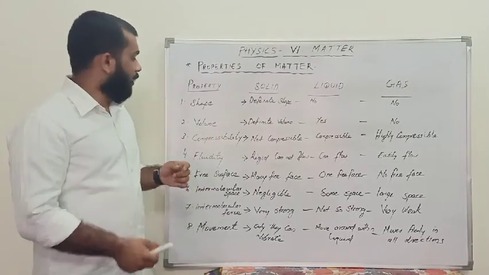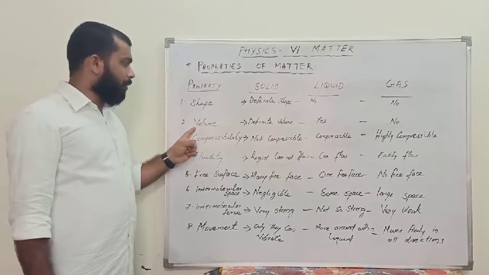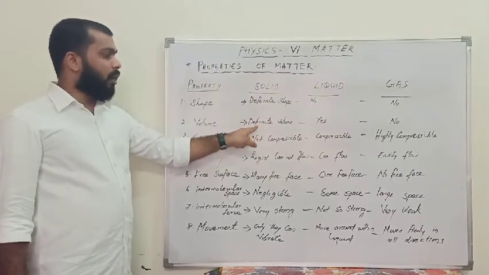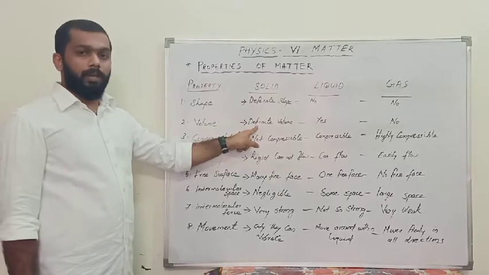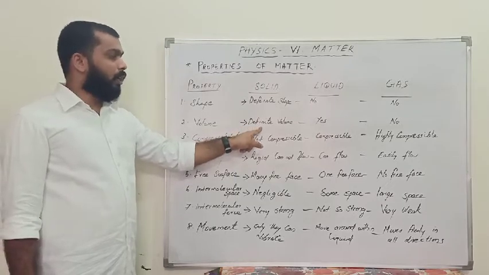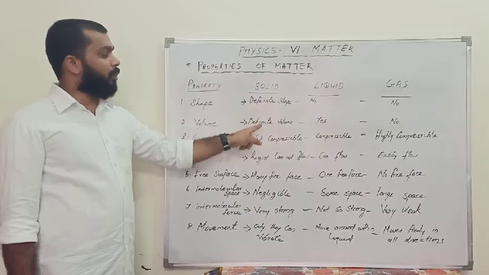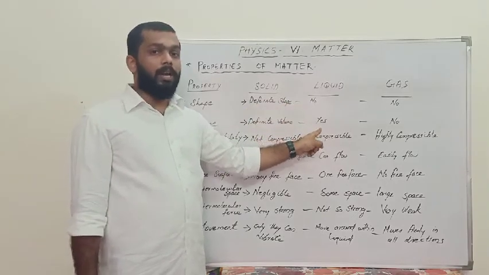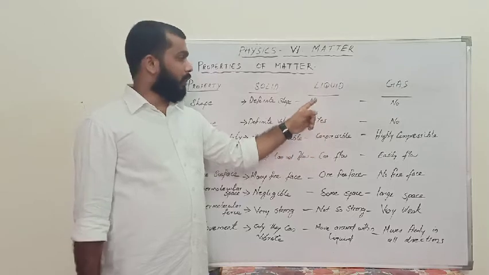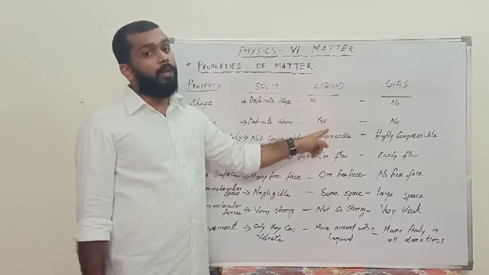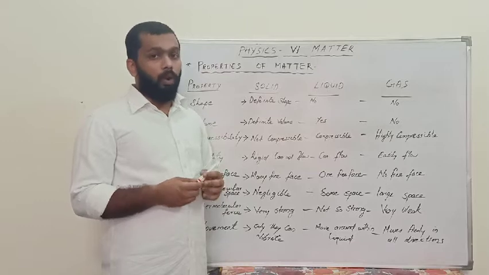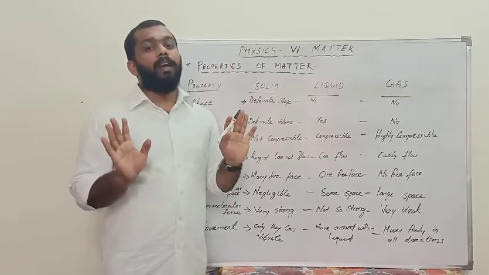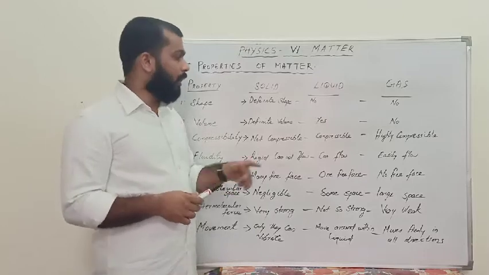Then the second property is volume. Solids have a definite volume. Surely if they have a definite shape, they should have a definite volume. Liquids also have a definite volume, even though they do not have a definite shape. What will be the volume? The volume of the container.